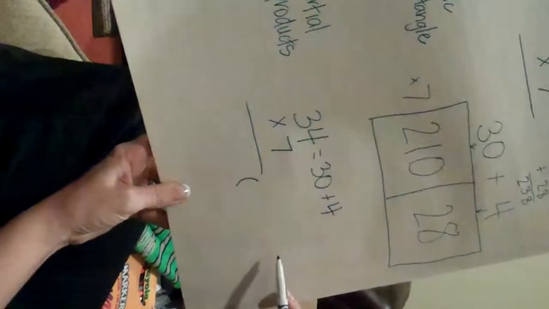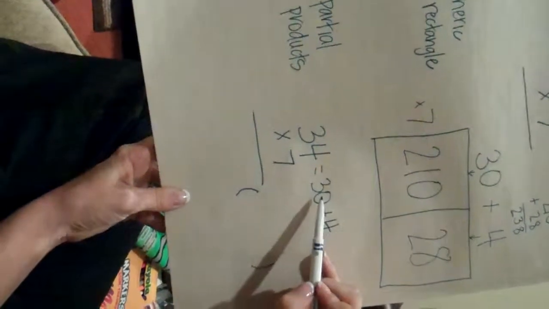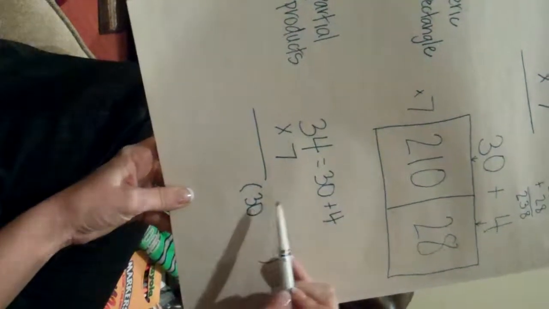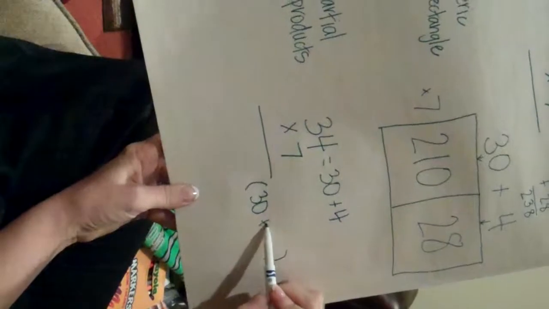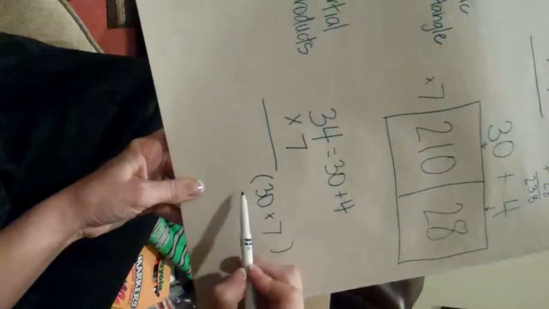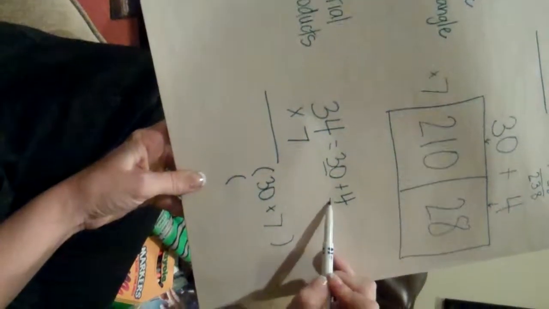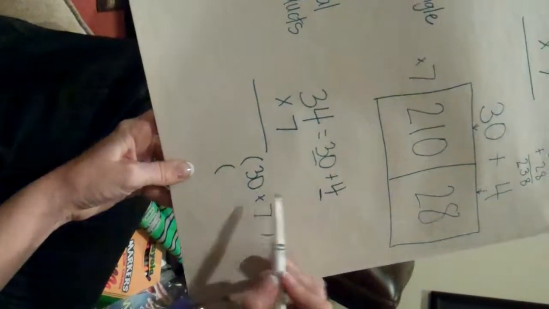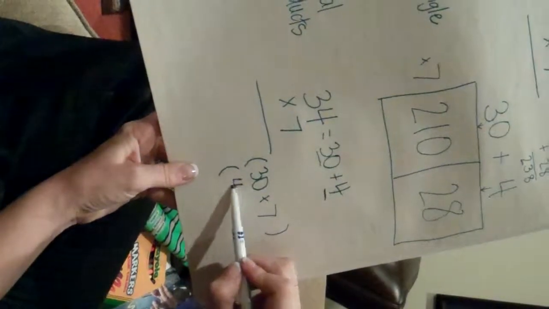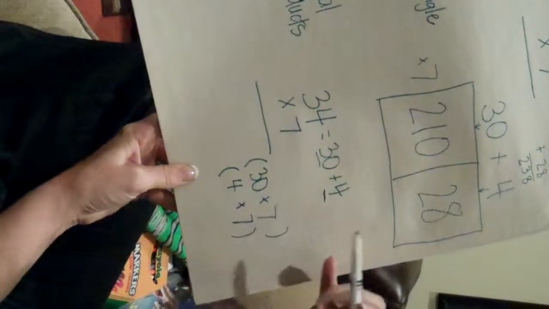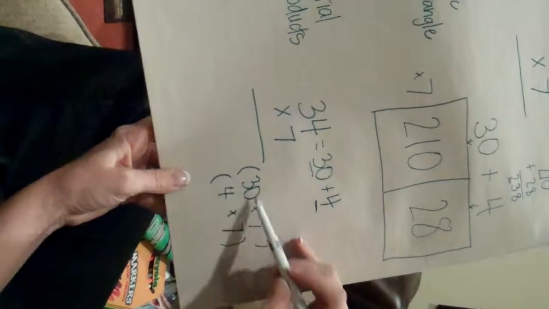Now in parentheses, I'm going to write what I'm going to multiply first. So I'm going to start with the 30, 3 tens, and we're multiplying it by 7, so 30 times 7. Next, we already took care of our tens, now we'll go down to the ones place. So now I'm going to multiply my 4, and we're multiplying it times 7. Put this in parentheses.